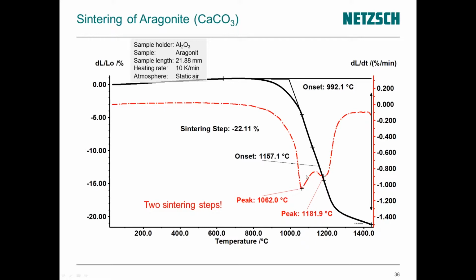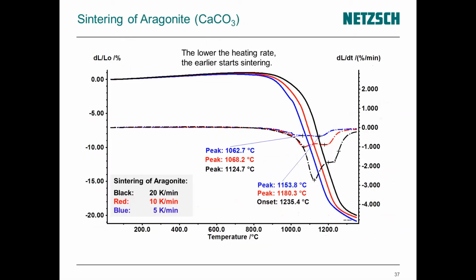And what you see here in the sintering rate is that we have two minima. So we have two sintering steps here. In addition, you perform measurements with heating rates of 20 Kelvin per minute and 5 Kelvin per minute. And what you see here in a comparison is that the lower the heating rate, the earlier the sintering starts. And on the other hand, the lower the heating rate, the higher the densification of the sample.